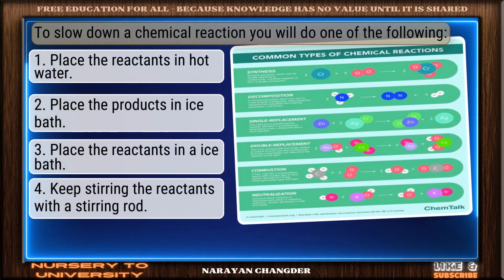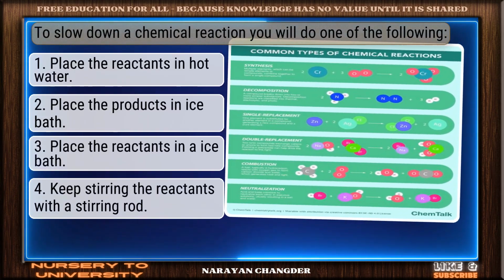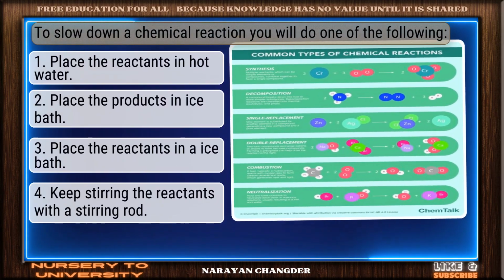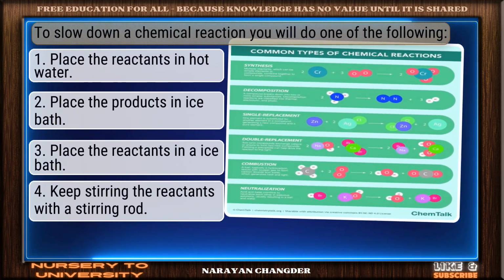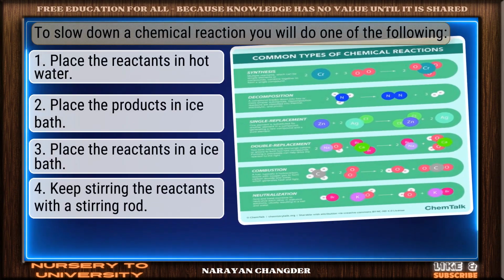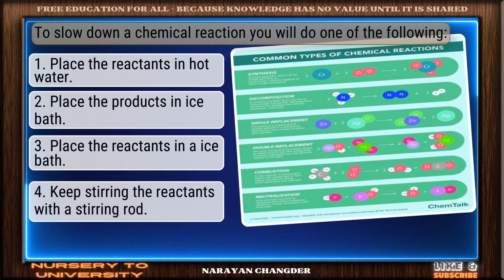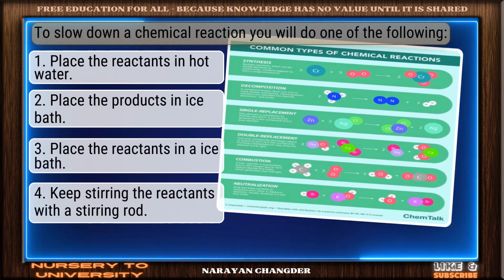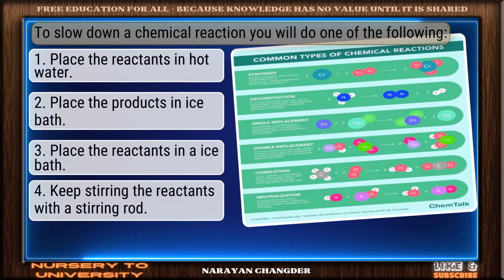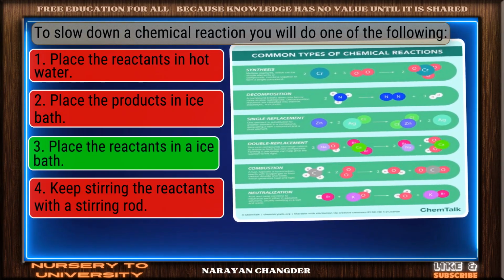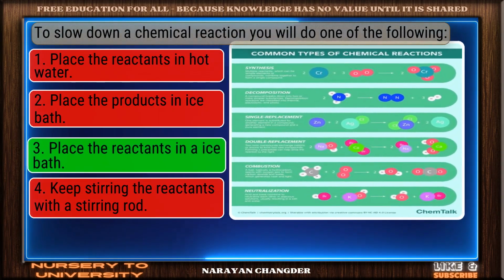To slow down a chemical reaction, you will do one of the following. Option 1, place the reactants in hot water. Option 2, place the products in an ice bath. Option 3, place the reactants in an ice bath. Option 4, keep stirring the reactants with a stirring rod. Yep, place the reactants in an ice bath is correct.